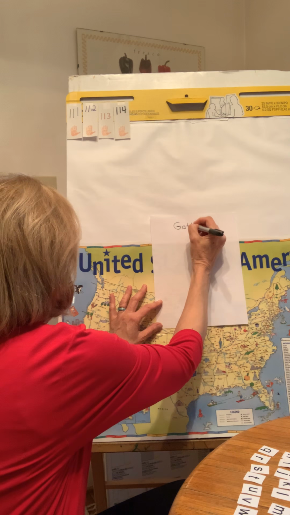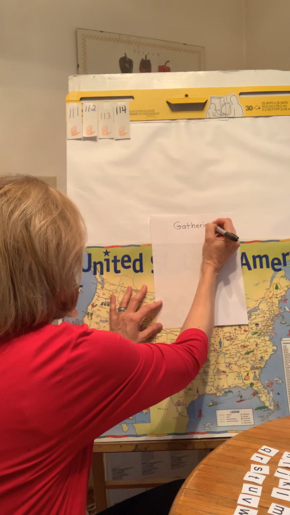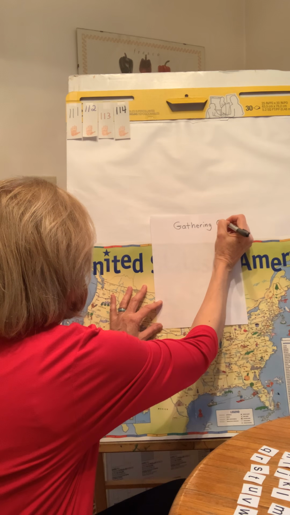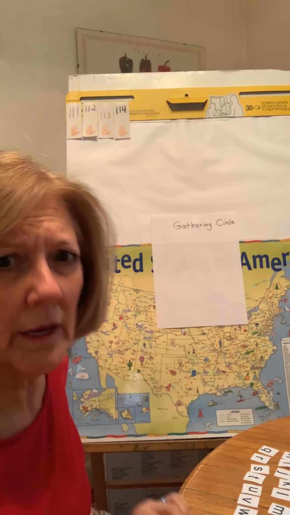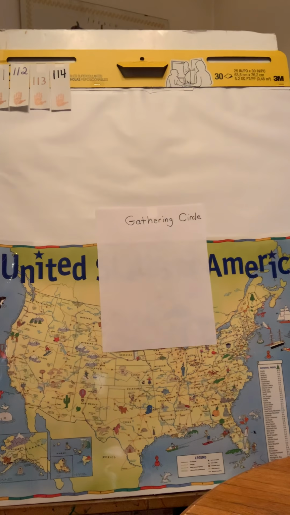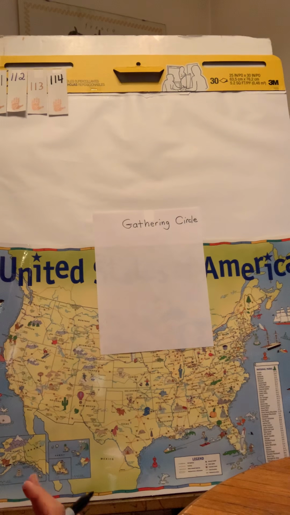So gathering is G-A-T-H-E-R-I-N-G, and circle. And your parents can help you spell that. In case it's hard to read, I'll bring the camera up a little bit closer. Now you have to think about what is in that gathering circle.